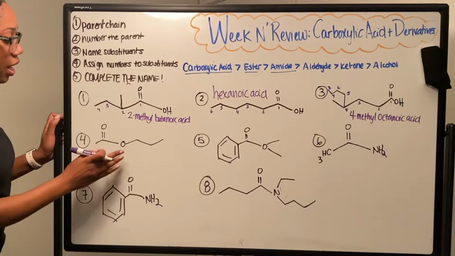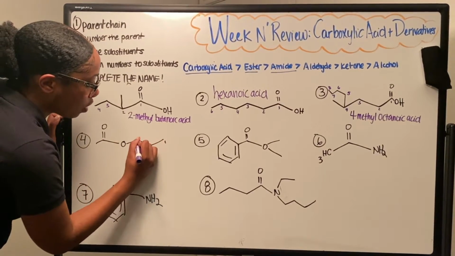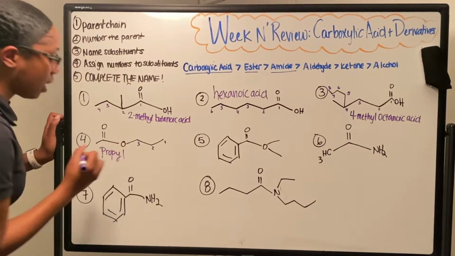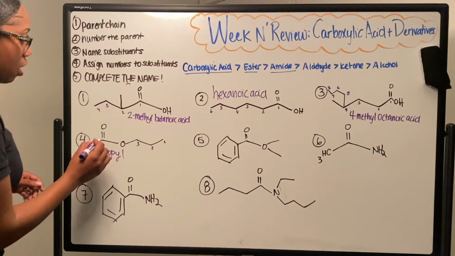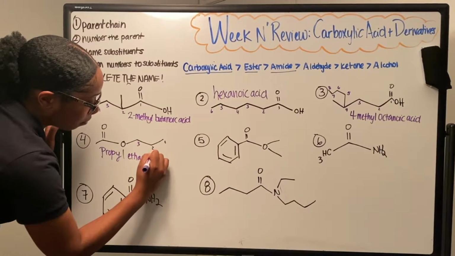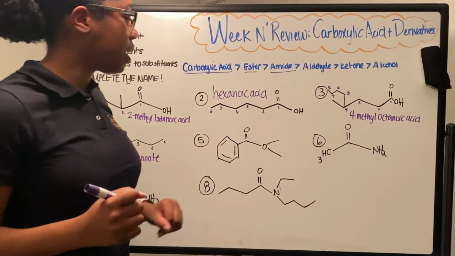All right, now down here we have an ester. So with esters, we name the R group part first. So this is a 1, 2, and 3. So we know that we have propyl. And the other part is this here. So we have 2 here. So it'll be propyl ethanoate. All right, very simple.